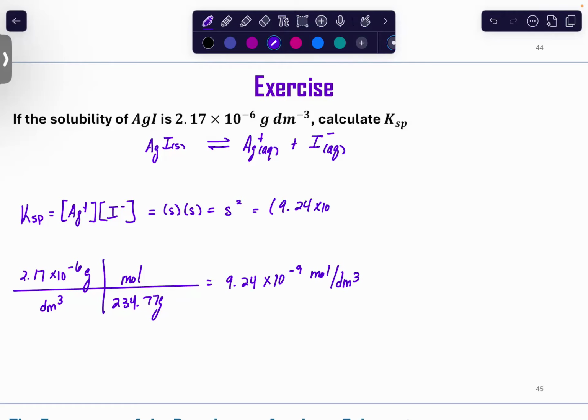Square that, and we end up with 8... And so there's our KSP. We just have to remember that the KSP automatically gives us moles per cubic decimeter for our units for the solubility.